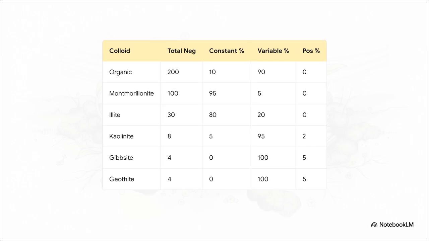Huge, total negative charge of 200, but a whopping 90% of it is variable. Then you have our 1:1 mineral, kaolinite, sitting at 95% variable, and down at the bottom, gibbsite and goethite are literally 100% variable. Their entire charge completely depends on the pH. This table perfectly captures just how dynamic soil reactivity really is.